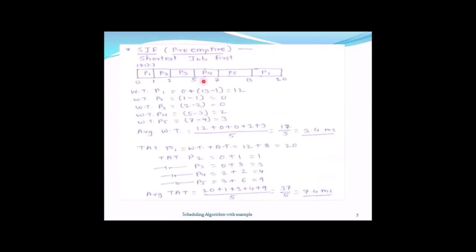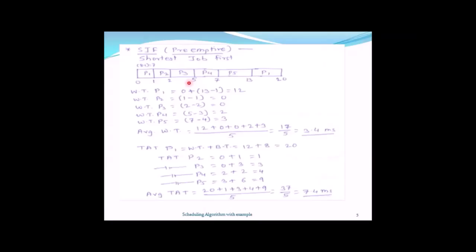burst time of process P4 is also 2. Here a tie occurs. In this case, if a tie occurs, processes are scheduled according to their arrival order, that is, on a first come first serve basis. So as process P3 came first, it gets scheduled and continues its execution till 5.